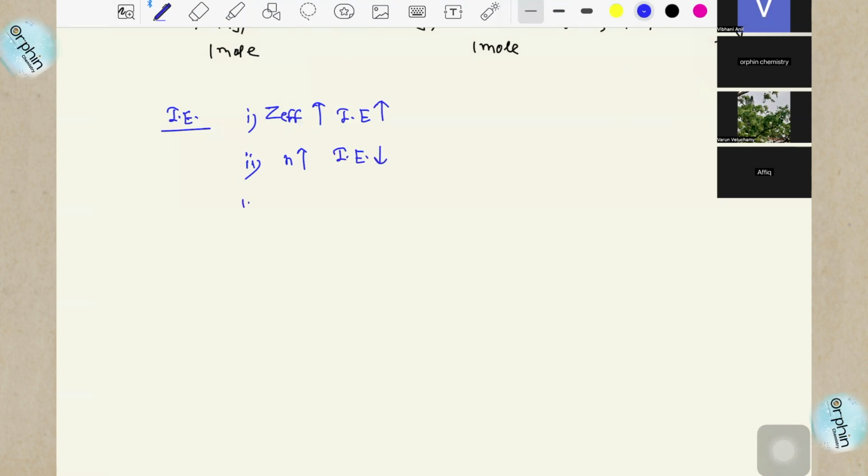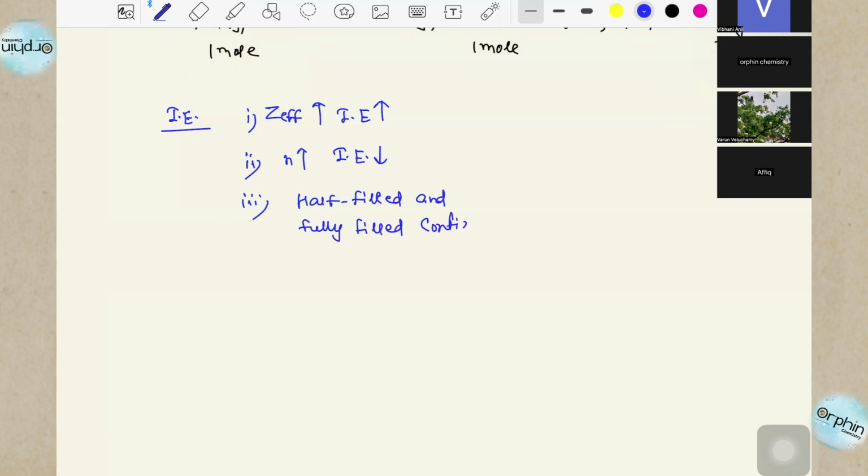Third point, stable configuration, half filled and fully filled configuration. For half filled and fully filled configurations, ionization energy is found to be more. Why? Because their configurations are stable. If we remove the electron, we are disturbing the stability. So the removal will become difficult.